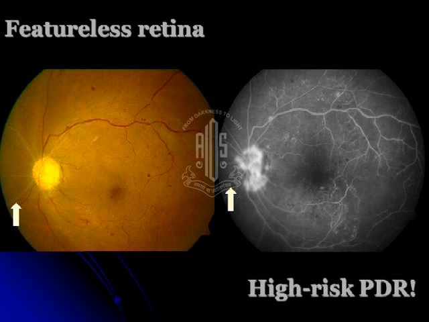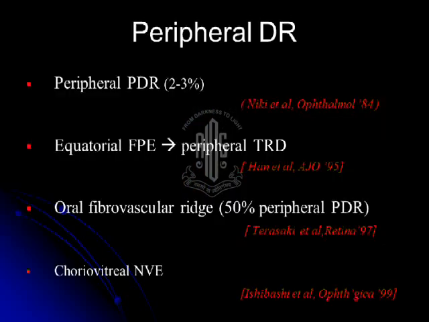You can see the extensive capillary dropout and the knee vessel of the disc. Peripheral diabetic retinopathy, as I mentioned, can occur in 2 to 3% of the cases. So you have to keep in mind that this can also happen. If you're looking at a diabetic patient, we tend to do just a stereoscopic 90D examination.